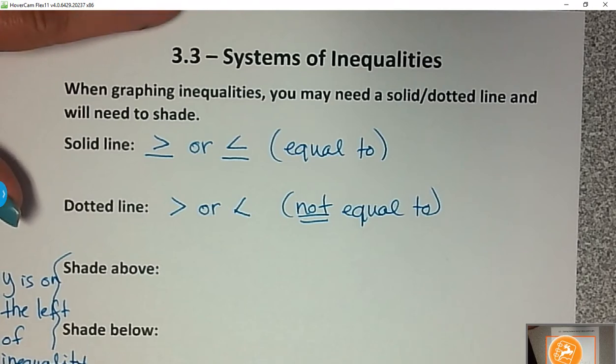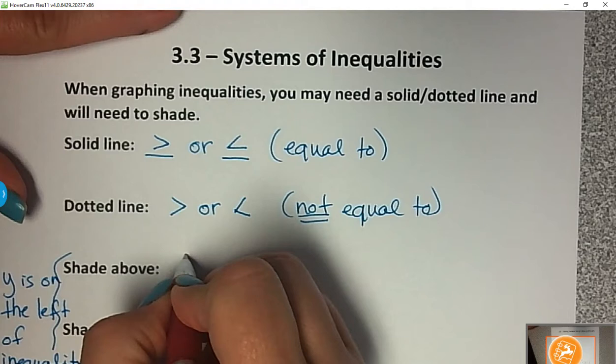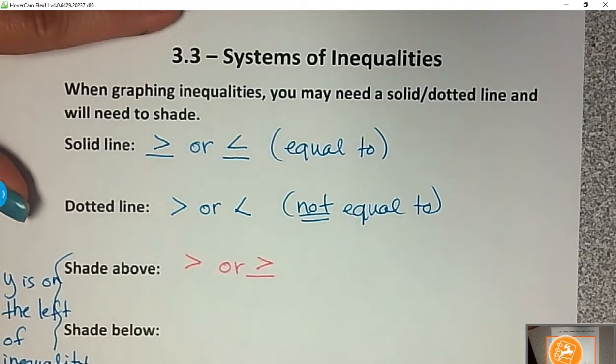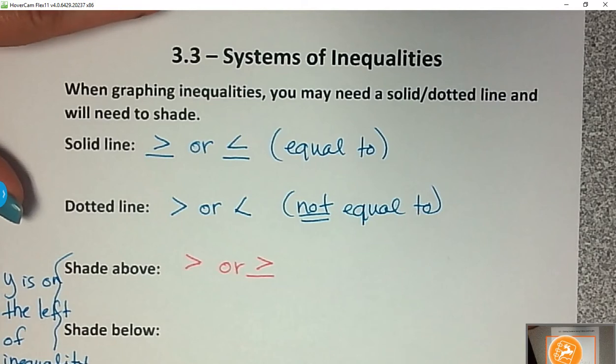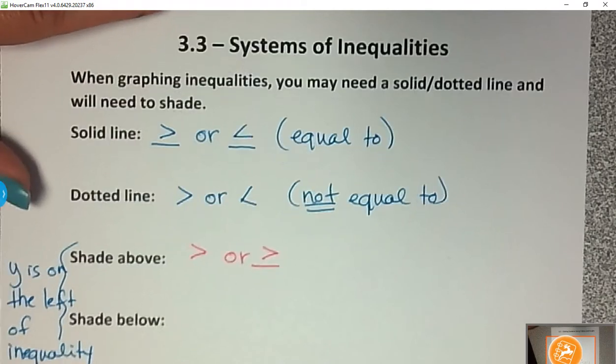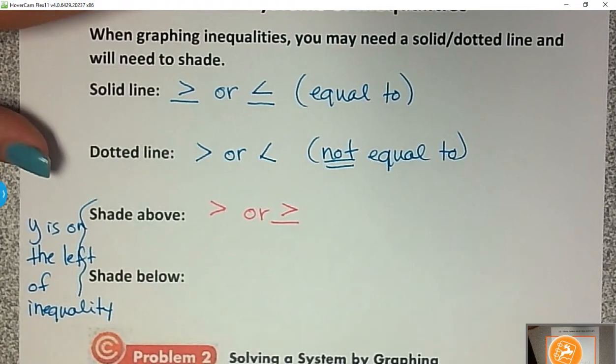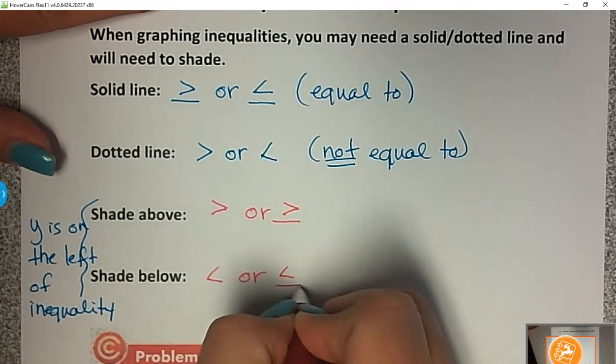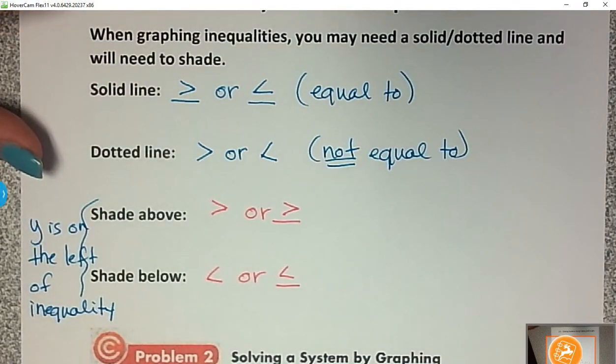Okay? As long as your y is on the left side and it says greater than or greater than or equal to, you're going to shade above. You get your y on the left and it says less than or less than or equal to, you're going to shade below.